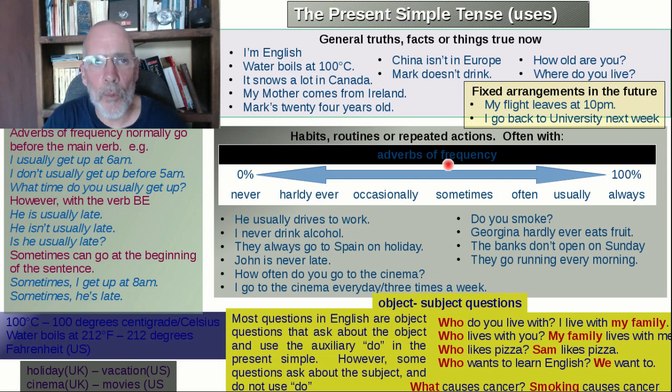So these adverbs indicate how frequently you do something. If you say always, it means you do it 100% of the time. And if you say never, it means you never do it. You do it 0% of the time. And the other ones are spread out in between. So sometimes maybe it would be 50%, although it's not precise. And here I have some examples of talking about habits and routines or repeated actions with these adverbs of frequency.